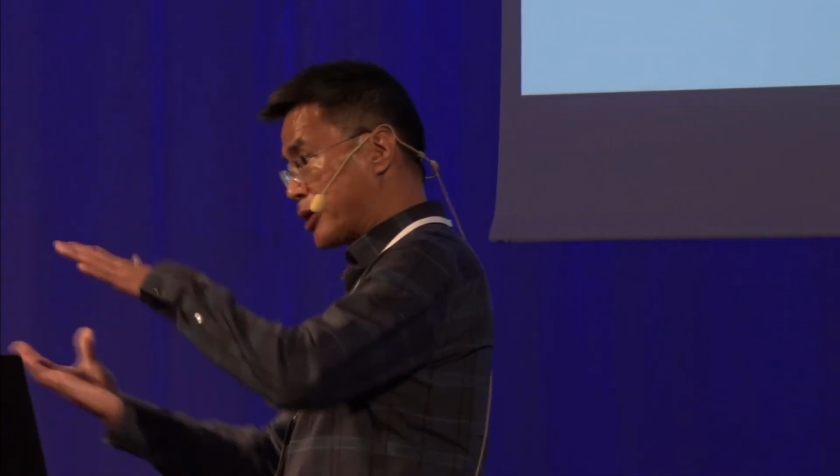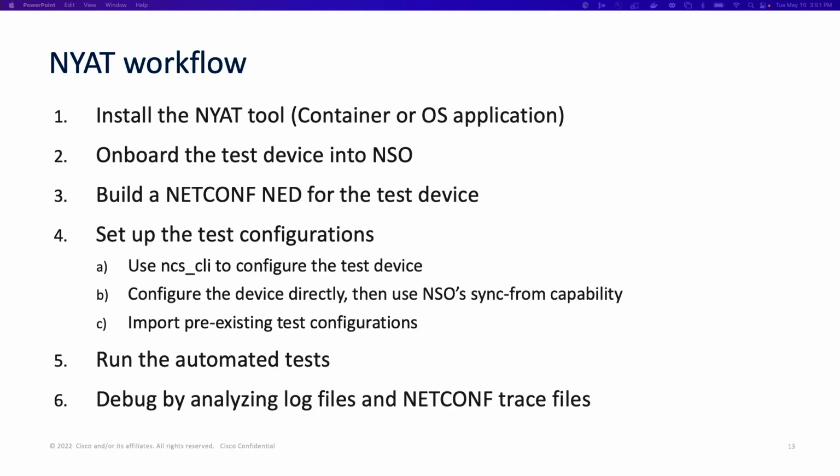Okay, so Jonas already walked you through how to do it with the live demo. So I'll just leave you with the workflow. You would install the NYAT tool, onboard the test device into NSO, build a NETCONF NED for the test device, and then use one of the 3 ways to configure your test device that allows you to save the test configurations into NSO, and then run the automated test. And then lastly, if you run into any issues, you would debug it by analyzing the log files and the NETCONF trace files.